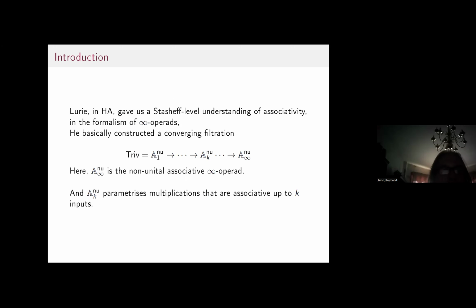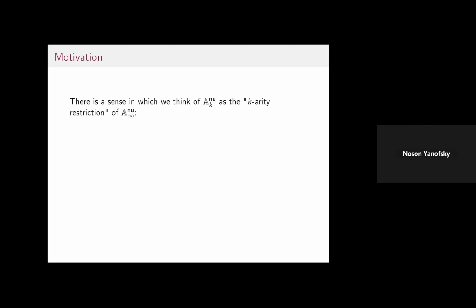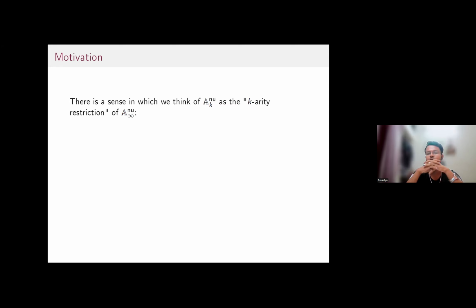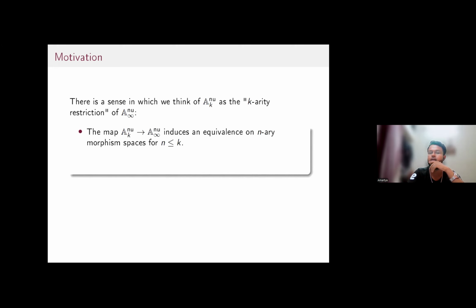Right. So when you write the A here, that looks suggestive of an A infinity algebra, but now with multiple inputs, because in the A infinity algebra we just have binary operations that have associators. Now you're doing multiple ones. Okay, cool. So there's a sense in which we think of ANU k as the k-arity restriction of ANU infinity. So what does that mean?